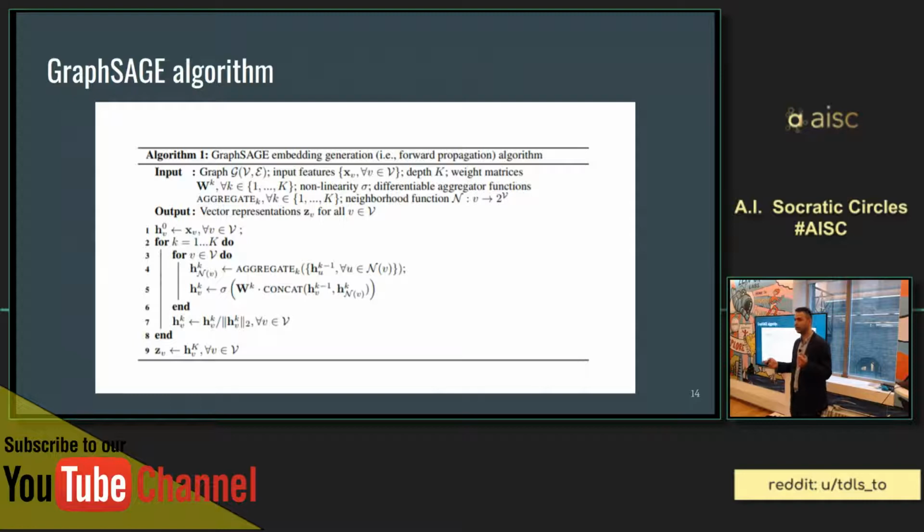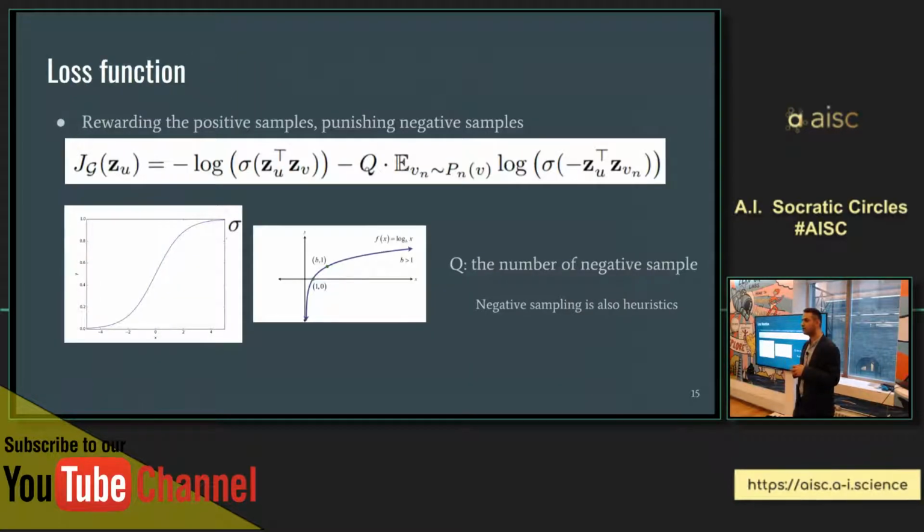So, how about the loss function? What was our assumption? If we can go over it again, we try to assign a value which is closer when we have nodes which are near each other.